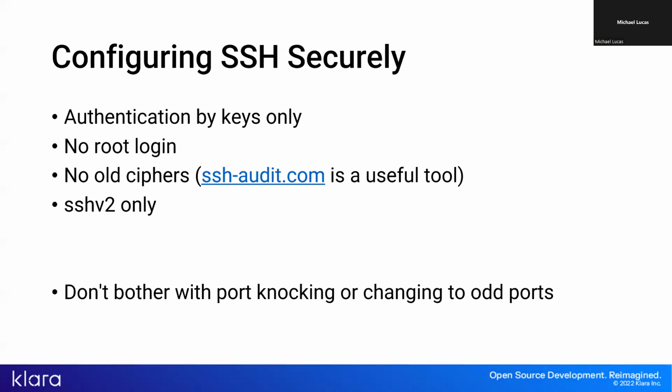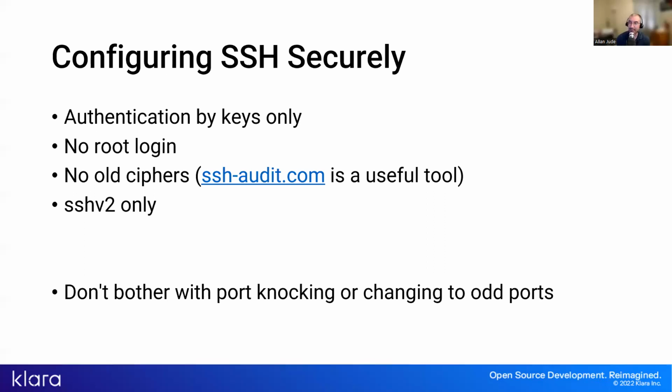And definitely take a look at the ciphers you're using and how you're configured. FreeBSD's OpenSSH daemon is generally fairly reasonable, but things happen. And pointing a tool like SSH audit at your server can help double check your configuration and catch things that you may have missed.